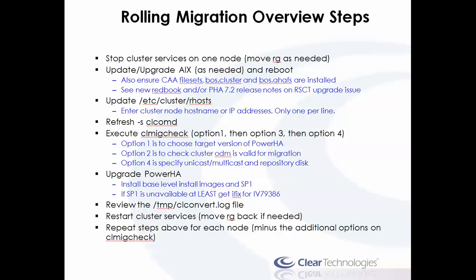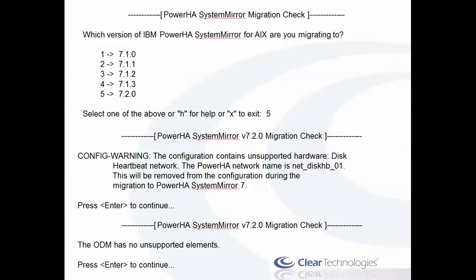We still run CL make check the next time, but when you run it on additional nodes, it already knows that it's been run previously, and so it won't give you menu options, and I'll show that. And so, speaking of the menu options, I'll show you what each one of these ends up performing. So, when we go to option 1, it shows me these options to migrate to.